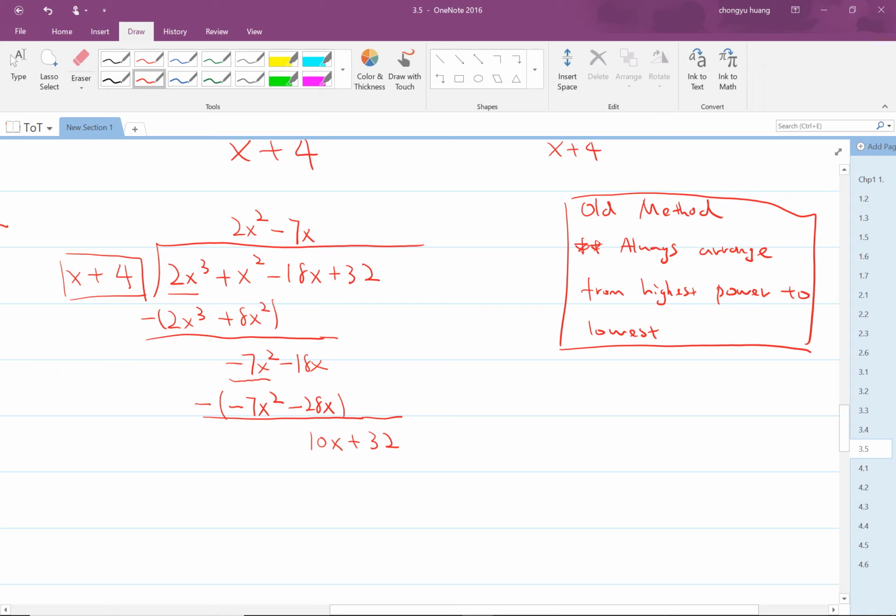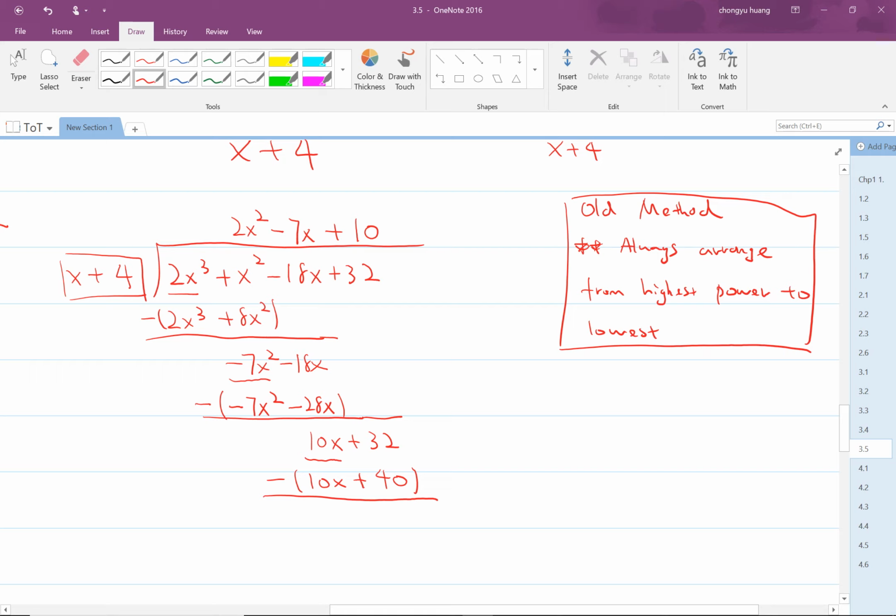And now we want to cancel out the 10x, right? So we multiply by 10, right? X multiplied by 10 is actually equal to 10x, and then 4 multiplied by 10 is actually 40, right? And as always, we want to cancel out, 10x minus 10x equal to 0, right?